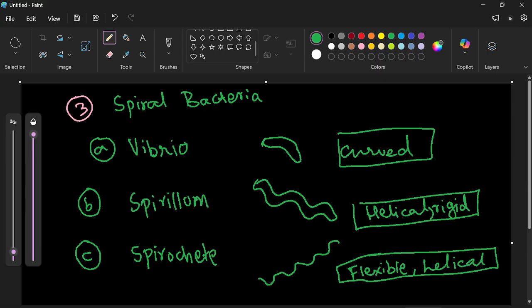There is another difference between these, but we will discuss it in another video. But I can tell you that spirochetes are surrounded by axial filaments, but spirillum have flagella to move. So spirillum use flagella for movement, but spirochetes use axial filaments to move.